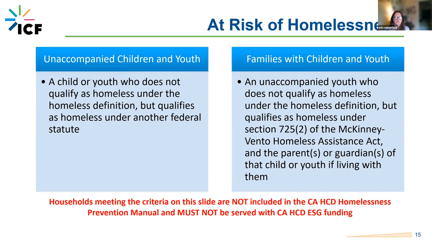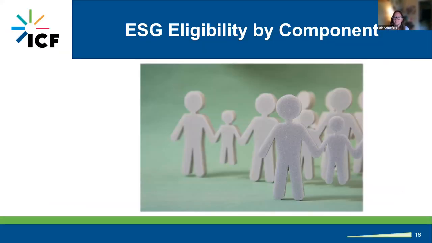So for at-risk, you're really focusing on that slide previously that we covered: they have to be under a certain amount of income, can't have those resources, and also have to meet one of those eligible conditions. Next slide, Kim. I'm going to pass it back to Gordon.